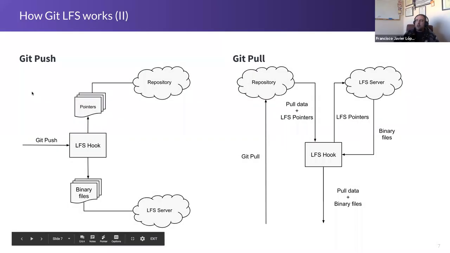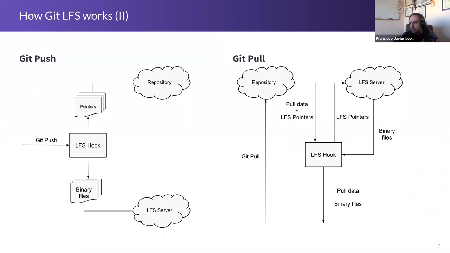Okay, how does this work conceptually? First we perform the git push. That git push gets to the LFS hooks, and those LFS hooks will detect if you have any file to track, okay? If it finds any of those files, it will generate a pointer. With that information, the pointer, it will also replace the file with this text pointer. So these pointers will go to the repository, and it will send the real binary files to the LFS server.